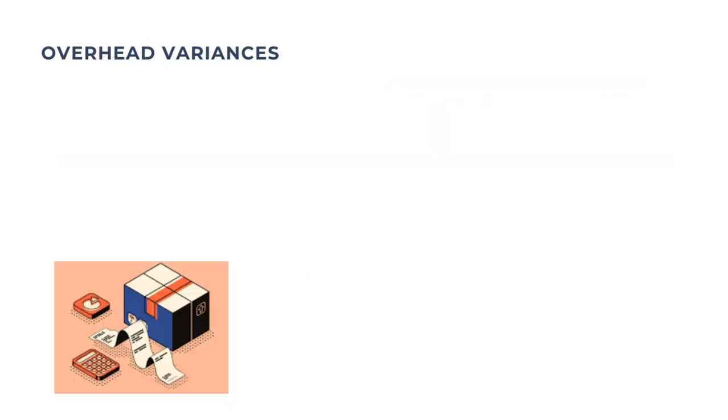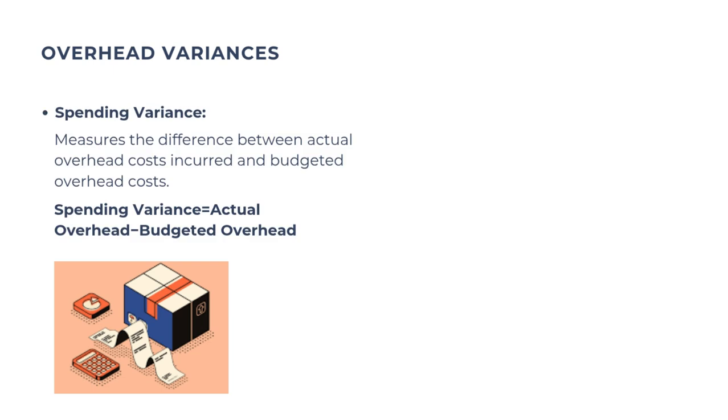Overhead variances focus on the indirect costs of production, things like utilities, maintenance, and factory supervision. These are divided into two major types: spending variance and efficiency variance. First, the overhead spending variance shows the difference between what we actually spent and what we had budgeted for overhead. The formula is spending variance equals actual overhead minus budgeted overhead. If actual overhead is higher than budgeted, that's an unfavorable variance. If it's lower, it's favorable.